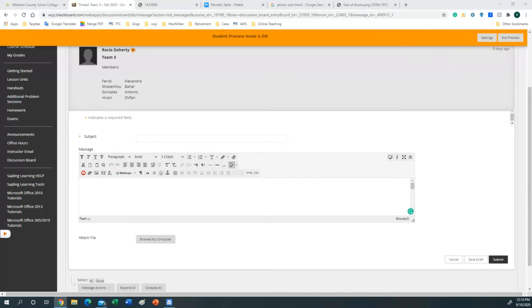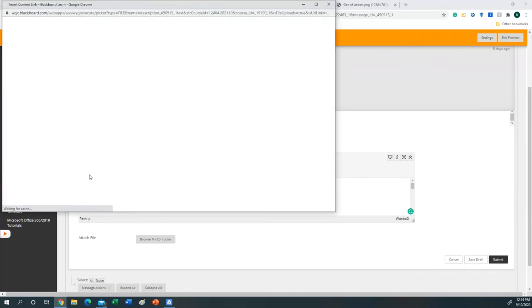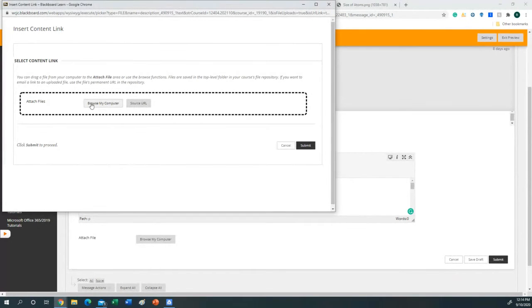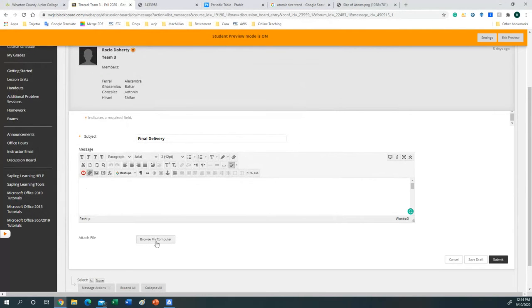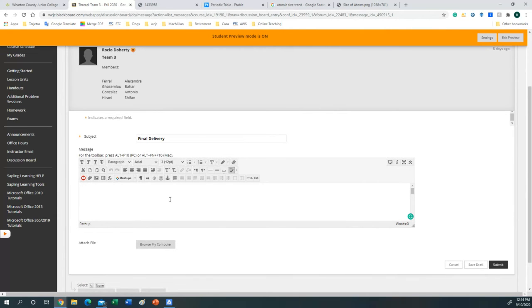All right. Now, the final delivery is going to have the subject "final delivery." You can use once again the clip here to attach any document, or you can just go straight and attach the documents using this, right? Once you attach whatever you want, or you write whatever you want to write here, you just click on submit, and then it's going to be part of the thread, all right?